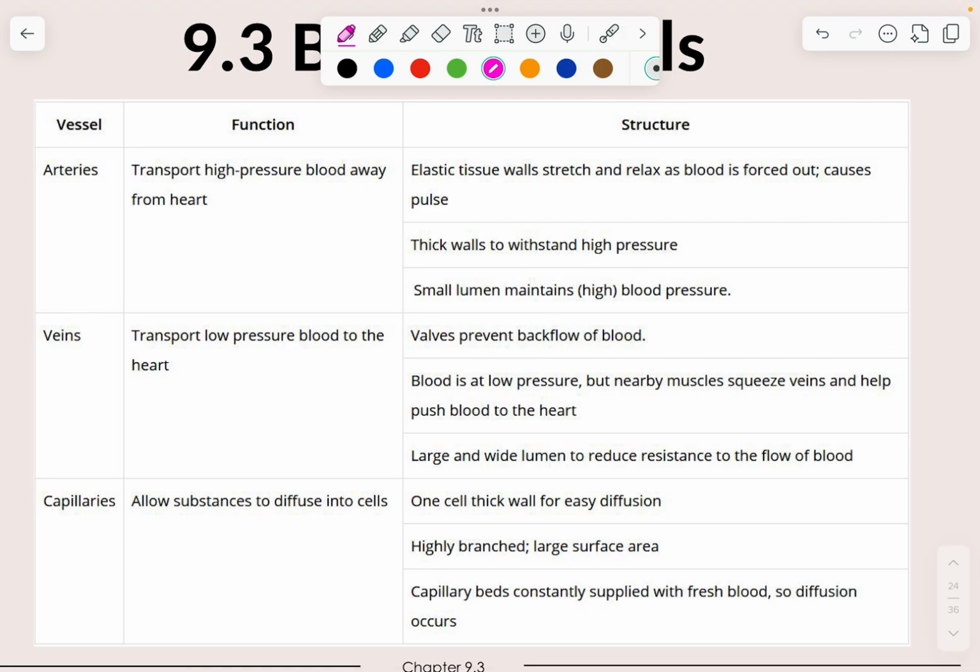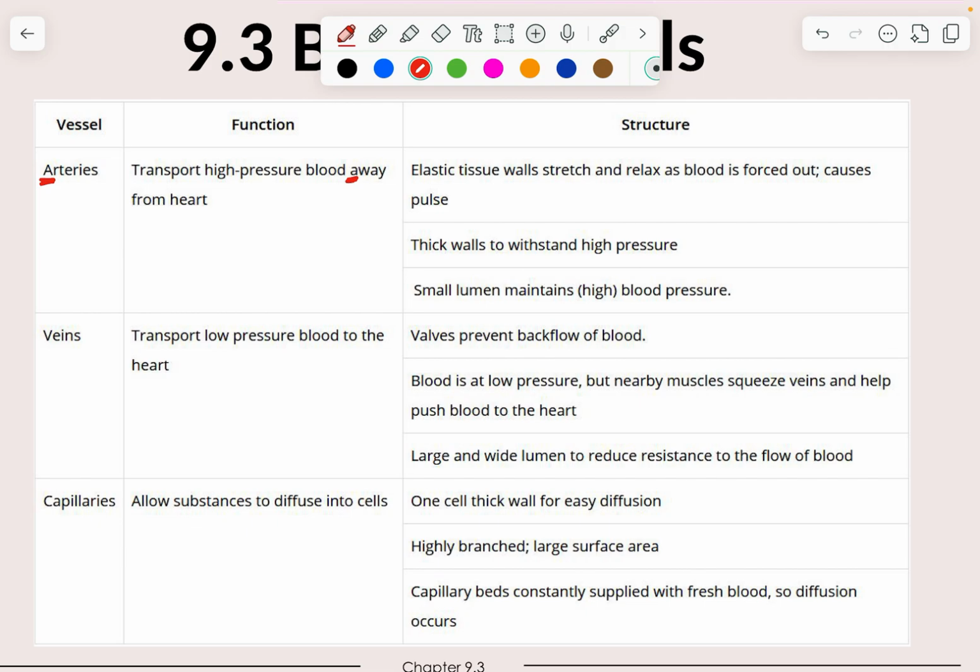So I'm sure you've heard of arteries. Arteries carry blood away from the heart. So A to A. So what is the structure like? They have elastic tissue walls that stretch and relax as blood is forced out, which causes a pulse. So, thick walls. One thing to tell you is that arteries have much thicker walls. Similar to the concept of the left ventricle, they are also thick in nature, right? So they are able to pump blood more forcefully. Same thing, they can withstand higher pressure.